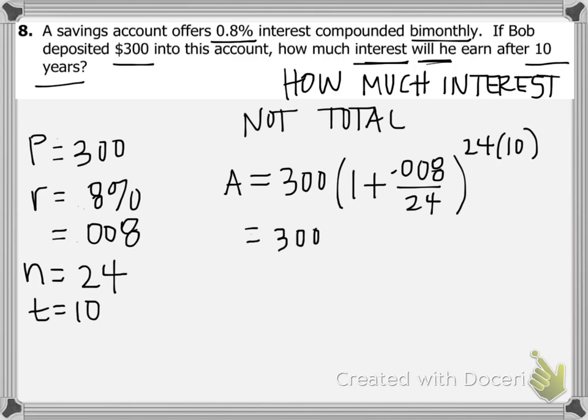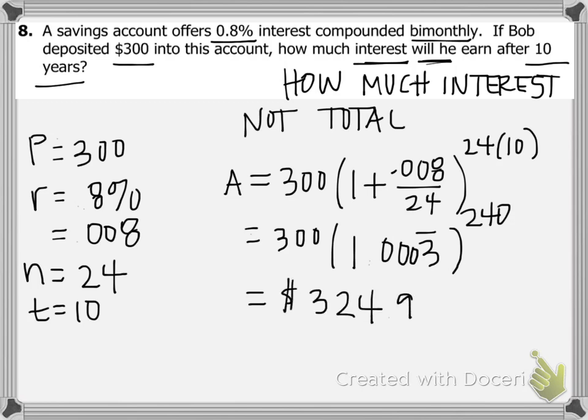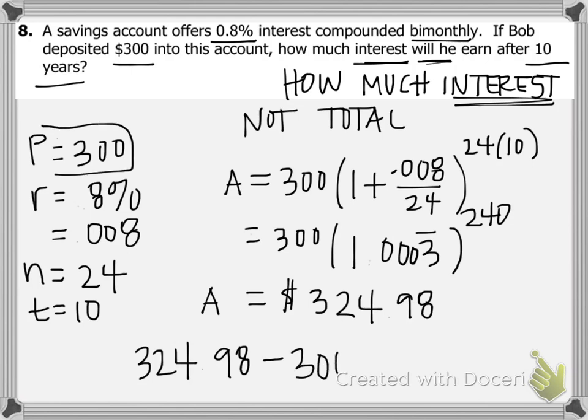So this will be 300 times 1 point, that decimal is almost a repeating decimal, so 0.0003, and then 24 times 10, so that's 240. So we're going to raise 1.0003 to the 240th power, and then multiply it times 300. When we do that, the total amount in the account is going to be $324.98. So this is my total amount. So my interest is going to be $324.98 minus my initial principal. So the interest that I'm going to earn is $24.98.